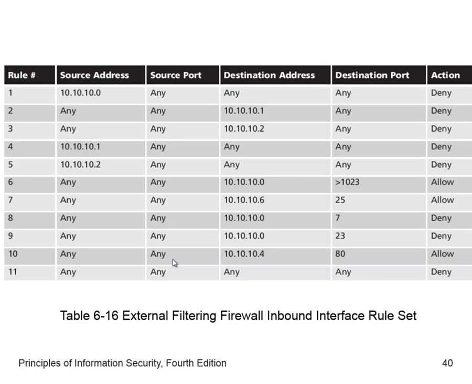The table on this slide shows a recommended rule set for the external filtering firewall inbound interface. Note that the rule allowing responses to internal communications comes first, followed by the 4 rules prohibiting direct communications to or from the firewall. After this comes the rule stating that all outgoing internal communications are allowed, followed by the rules governing access to the SMTP server and denial of ping, telnet access, and access to the HTTP server.